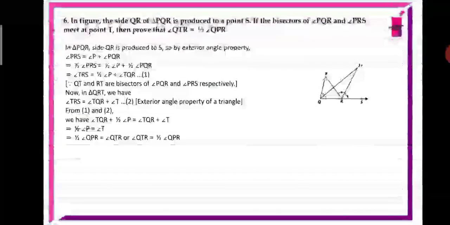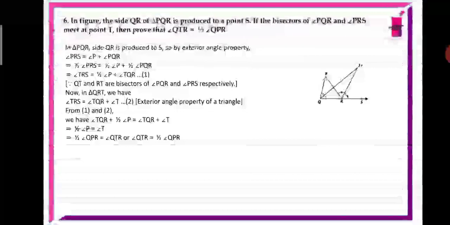Last problem of this exercise and the chapter also. In the figure, the side QR of triangle PQR is produced to a point S, with the bisectors of angle PQR and angle PRS meeting at point T. Then prove that angle QTR equals half of angle QPR. Here you can see we should prove that angle QTR is half of angle QPR.